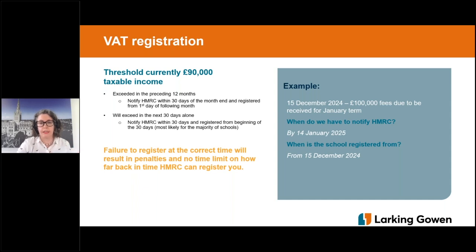So just a little example on the screen to put that 30 days look forward test into some context for you. If we were standing on the 15th of December 2024 and we anticipated £100,000 of fees that were due to be received for the January term, we would have to notify HMRC about that by the 14th of January, i.e. within 30 days of having that expectation. And then the school would be VAT registered with effect from the 15th of December, i.e. when you had that expectation of needing to register.